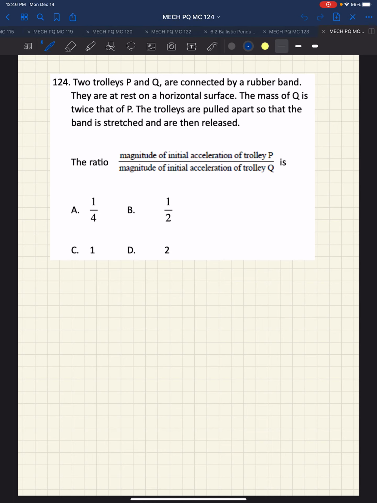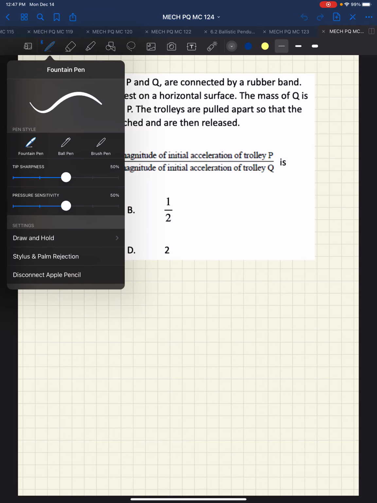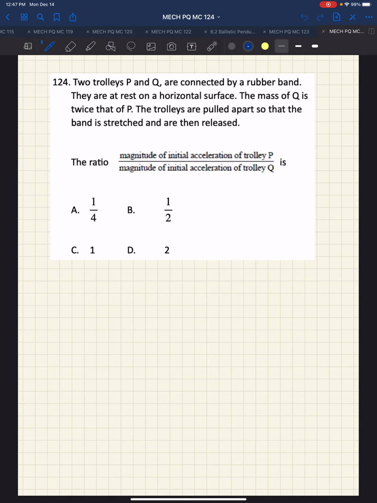So in this question, we have two trolleys, P and Q, connected by a rubber band. So here is P, and here is Q, connected by a rubber band. At rest, the mass of Q is twice that of P, so this is M and this is 2M. They are pulled apart so that the band is stretched, and then they're released.